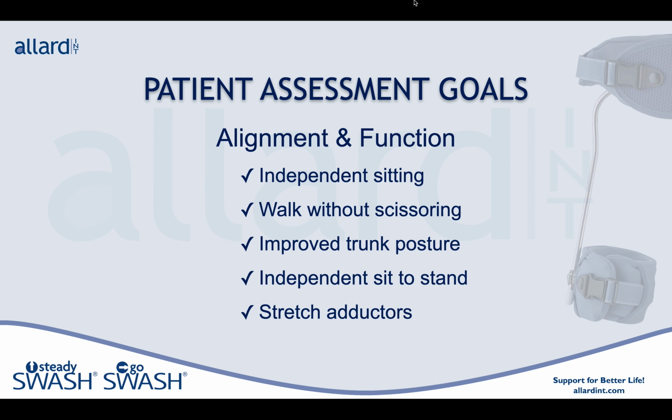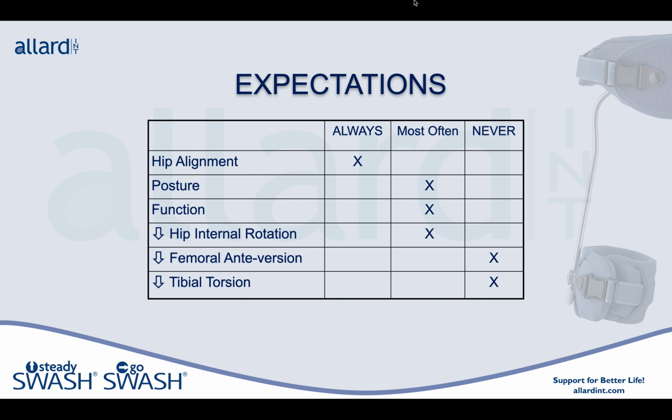Our patient goals with using the SWASH orthosis should be independent sitting, ambulation without scissor gait, improved trunk posture, independent sit to stand, and stretching of those adductors. You can see what our expectations are by the chart below with the proper fitting and wearing of the SWASH Steady and Go. With both models, we have improved hip alignment.